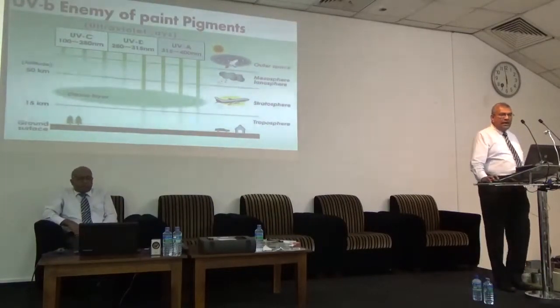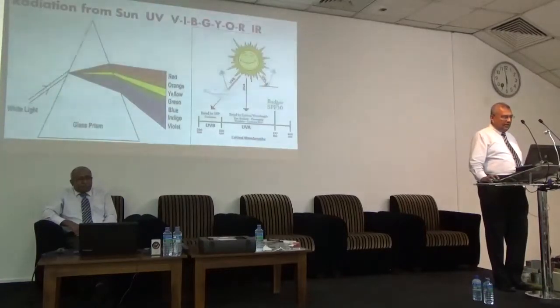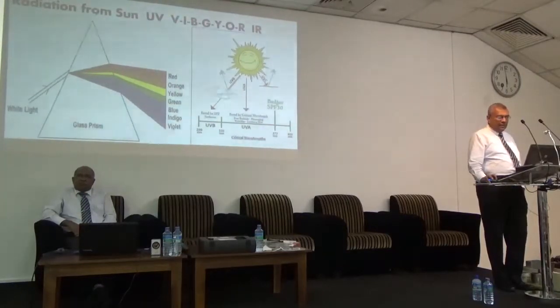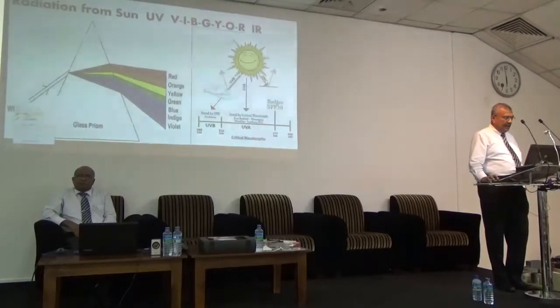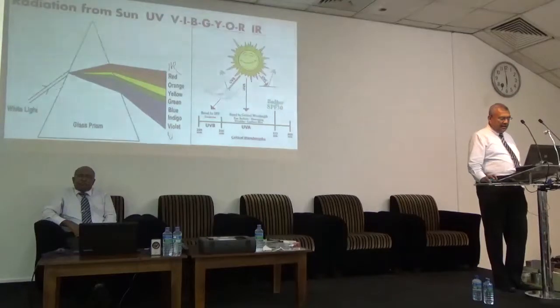Now from the sunlight, white light comes, you have red, orange, yellow, green, blue, indigo, violet. Now this side of red is the infrared. This side of violet is ultraviolet. Now this range is the visible range. Now this is the invisible range.